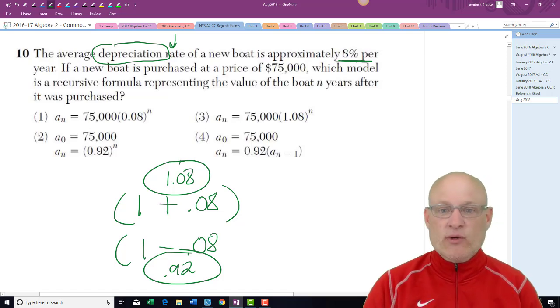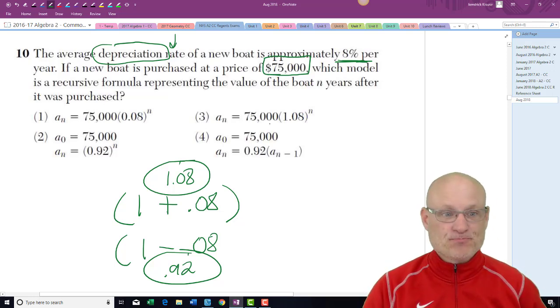So let's see what we got here. We got a boat that's worth 75 grand. Dang, I wish I had a boat worth 75 grand.